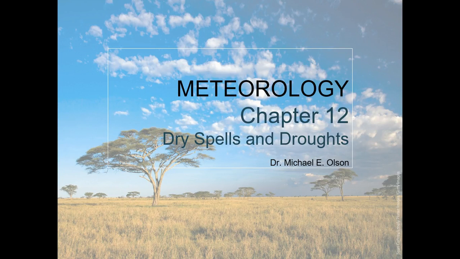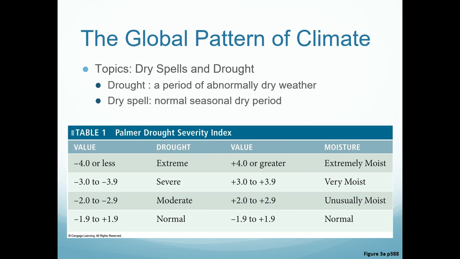We'll finish up chapter 12 now by talking about dry spells and droughts. Places like here in Florida, a Group C climate, which would be humid climate but with mild winters, have a very distinct season where we might see a dry spell. So we're going to talk about the difference between a dry spell and a drought.